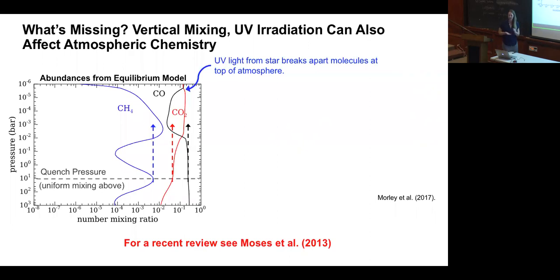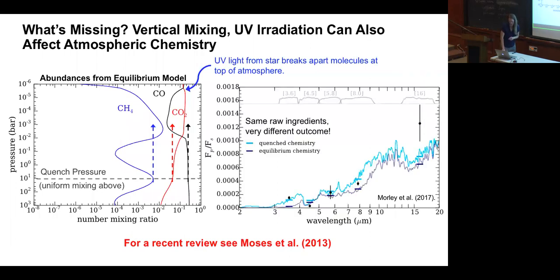Things that could cause mixing are, for example, strong winds in the atmosphere. Those winds generate turbulence, and that turbulence is going to cause diffusion. So there are lots of different ways in which you might mix the gas, and that could affect the abundances that you see in your thermal emission spectrum.